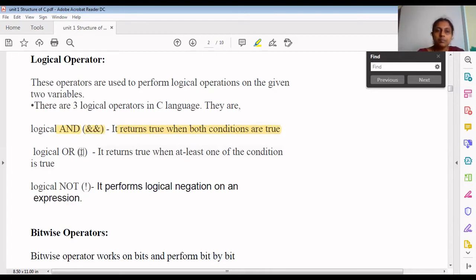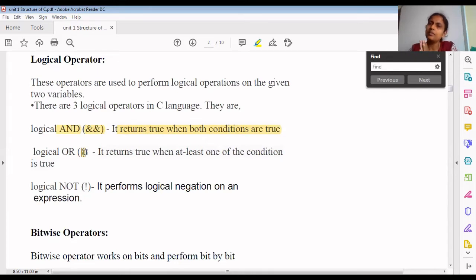Next, the or symbol we use is the pipe symbol. On the computer keyboard, this symbol is available next to the square brackets, above the enter key. Usually we call this a pipe symbol. You need to put it two times. Logical or means you need to put the pipe symbol two times.